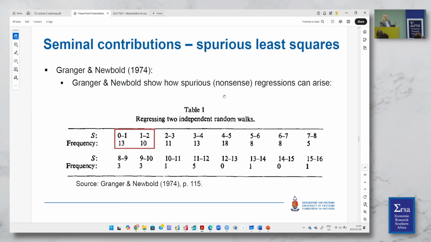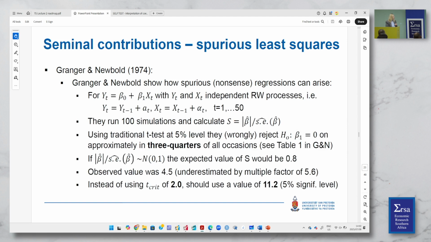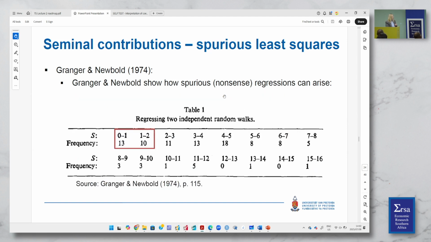So this is a table from their paper. They only correctly reject in 13 plus 10 times, 23 times out of the 100. They correctly reject that those 2 series have nothing to do with each other. In almost 75%, in other words, of the times, it looked like there's a correlation. So that's the thing. Many time series trend like this.